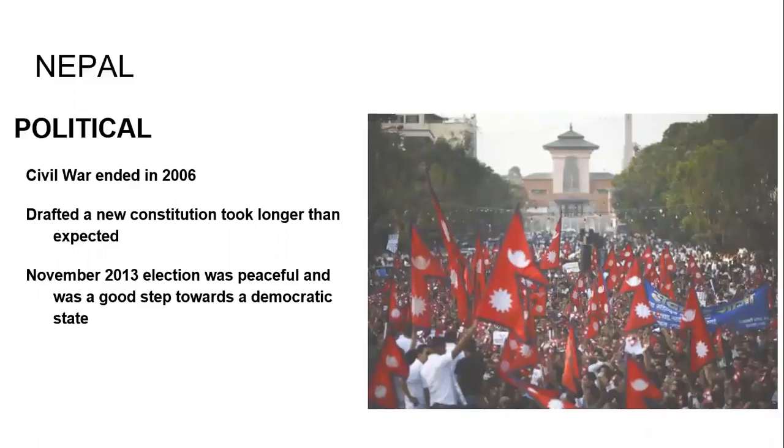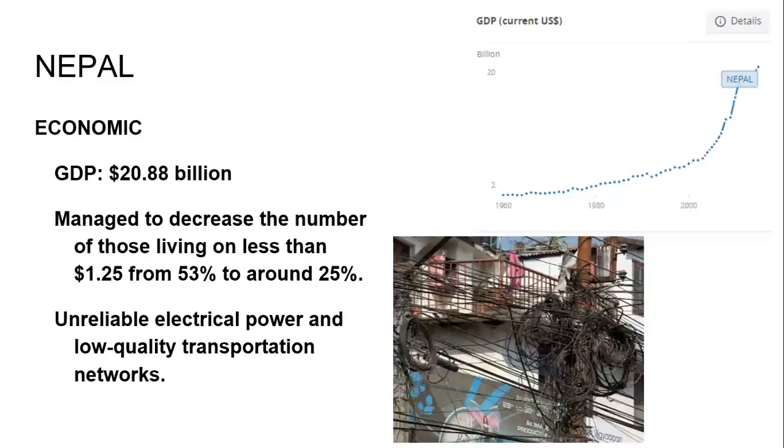Nepal has recently been experiencing peace in its country. Their civil war ended in 2006. However, drafting a new constitution took longer than they expected. And Nepal's recent 2013 election showed a good step towards a peaceful democratic state.